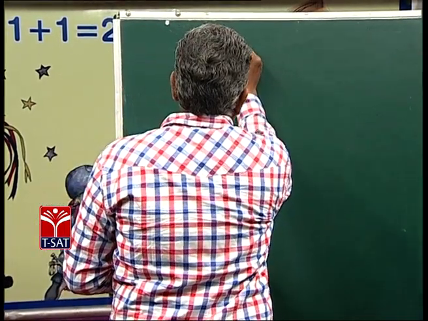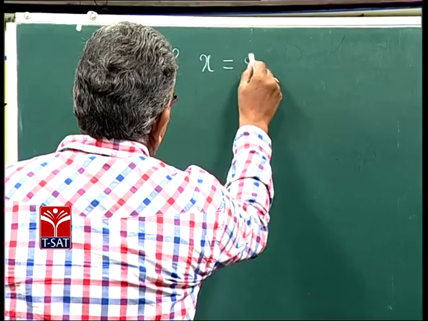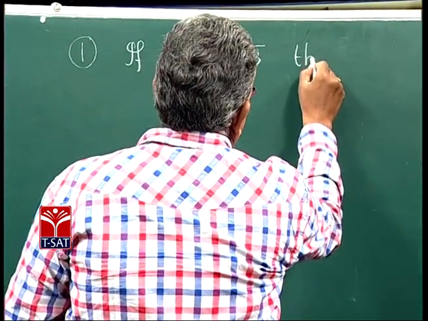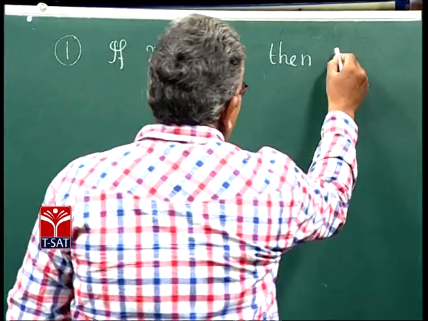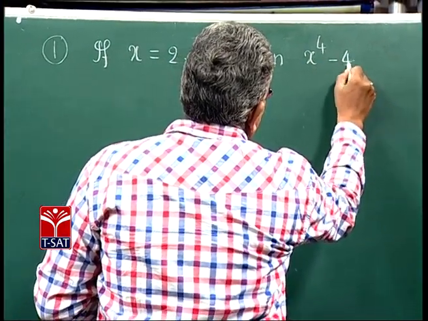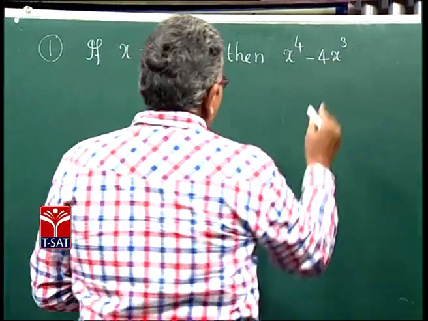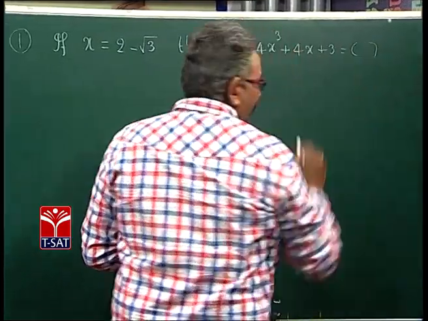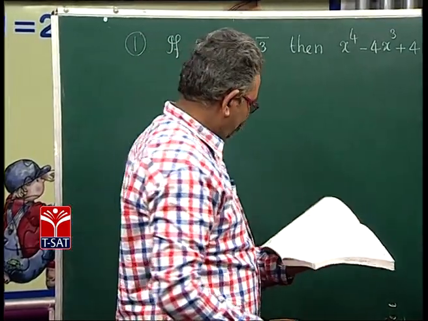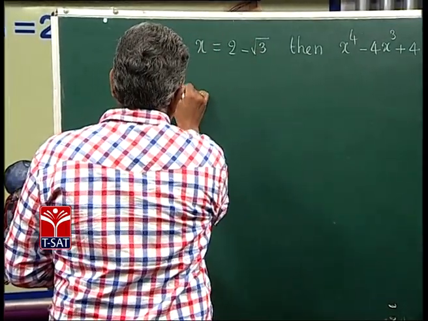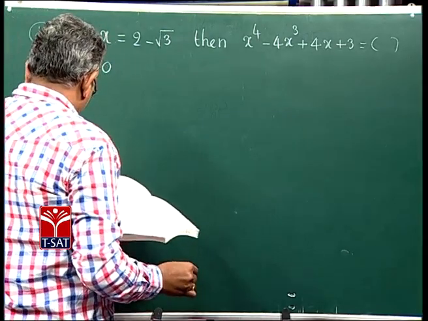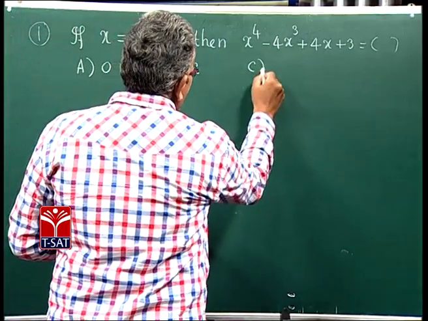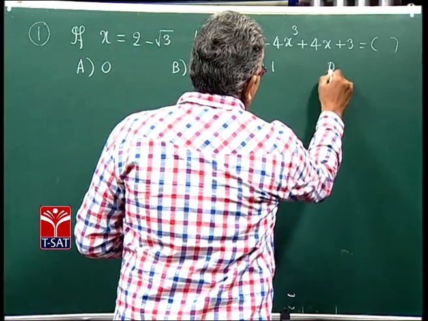If x is equal to 2 minus root 3, then x to the power of 4 minus 4x cube plus 4x plus 3 equals to: A 0, B 2, C 1, D 4.